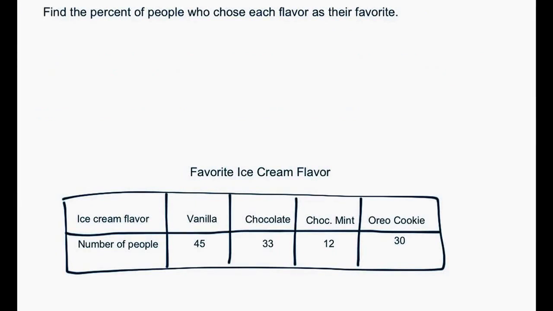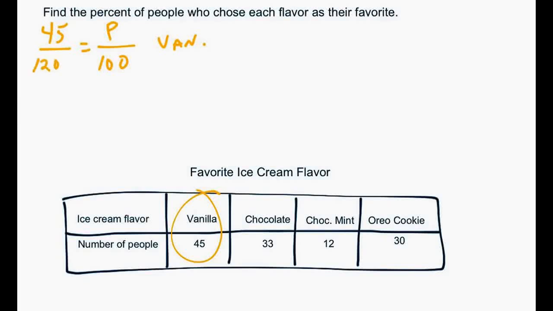A couple different ways we could do it. Once again, I'm going to set up a proportion, and I'm going to start here with vanilla. So we'll say vanilla right here just to remind ourselves. We're trying to find a percent, so what percent, P over 100? And 45 people chose vanilla. And remember, it was out of 120 people surveyed. If you're not sure, you can just add these numbers up: 45 plus 33, 78, plus 12, 90, plus 30, 120. So I could always add those numbers up, because sometimes it's not given to you.